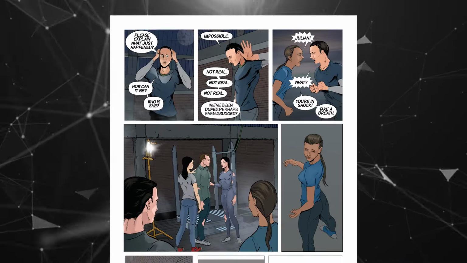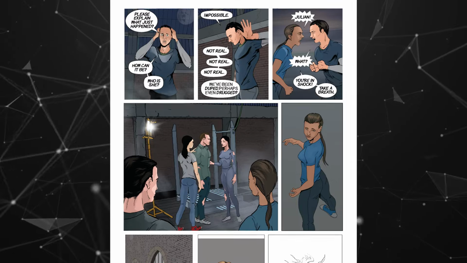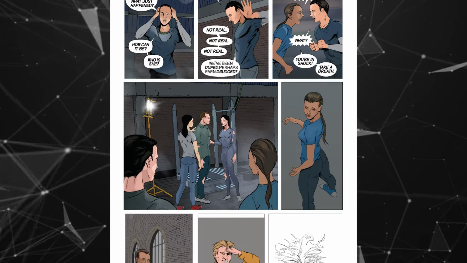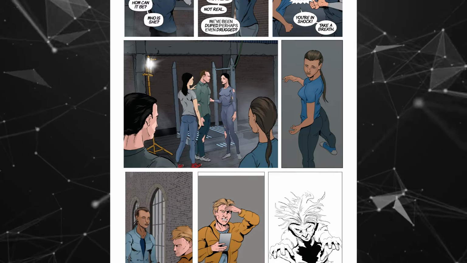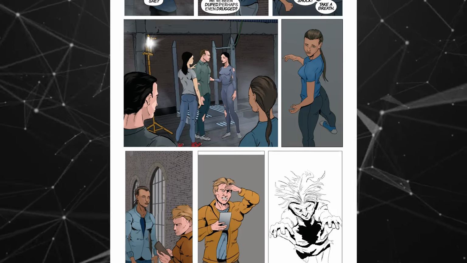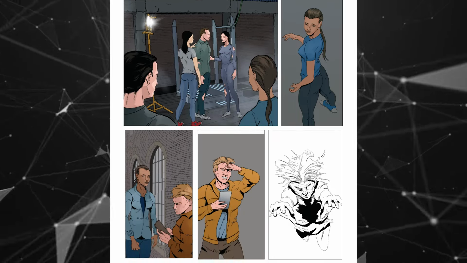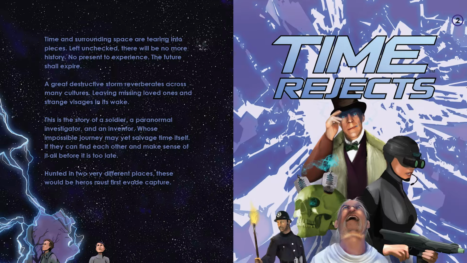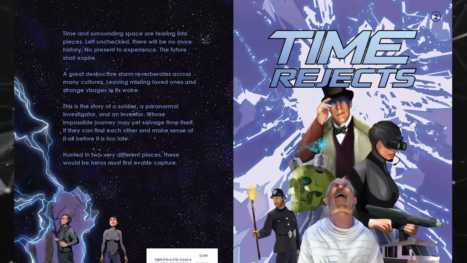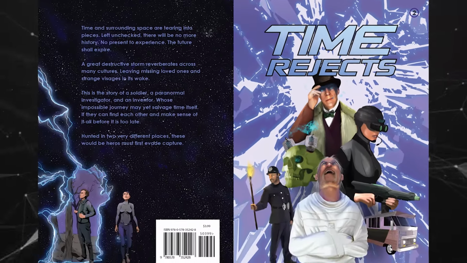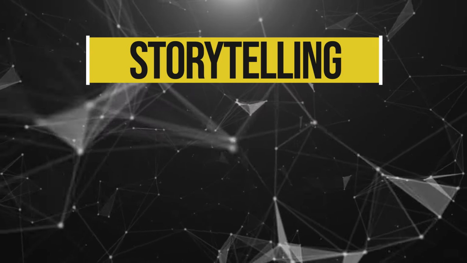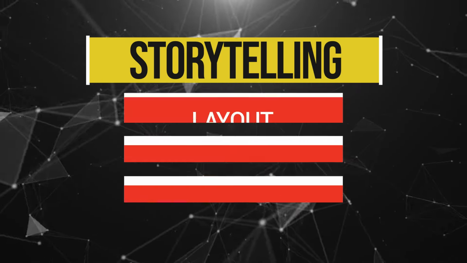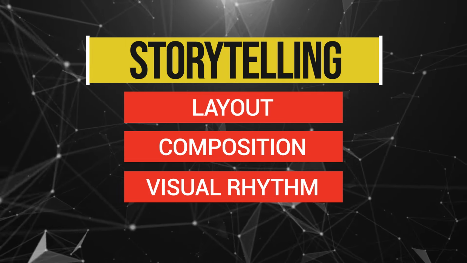I'm John, comic book writer, illustrator, and indie publisher. Today, we're going behind the scenes of my book, Time Rejects Before Time Shattered. Whether you're already deep into your own series or just dreaming up your first idea, my goal with this series is simple: to inspire you to tell your story and to give you the tools to do it right on the page. Let's dive into today's topic: storytelling through layout, composition, and visual rhythm.